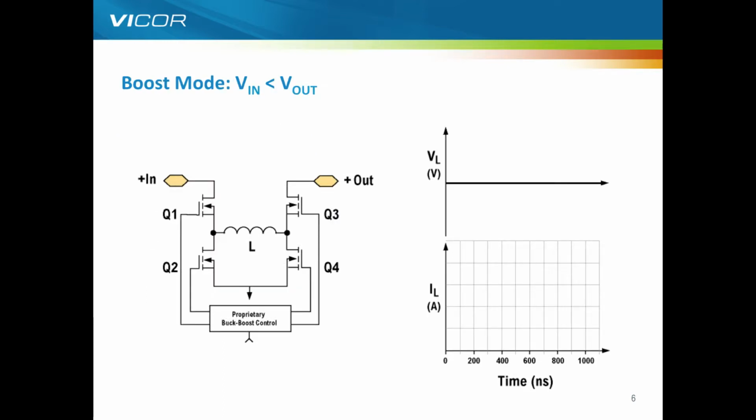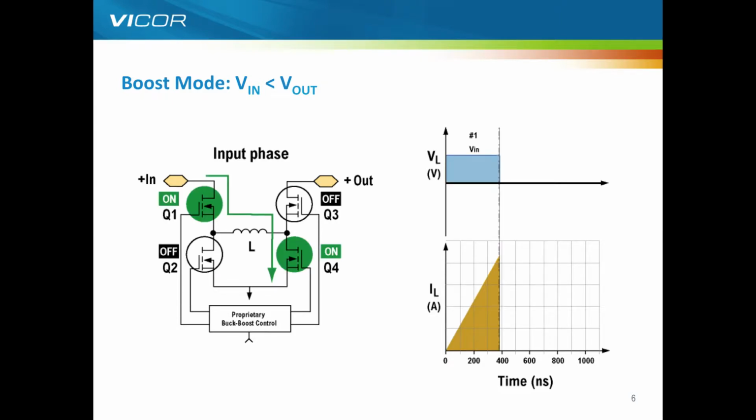So in terms of the boost mode, this is where we have a low voltage on the input going to a high voltage on the output. We're looking here at the voltage and the current on that main inductor in the center. So in the input phase, we turn on Q1 and Q4, and in this boost mode you can see there's current going through that inductor.